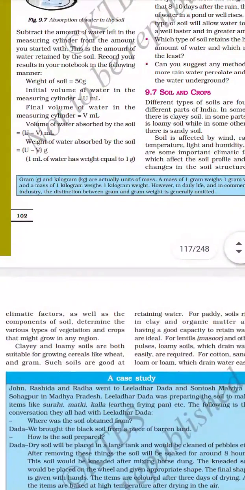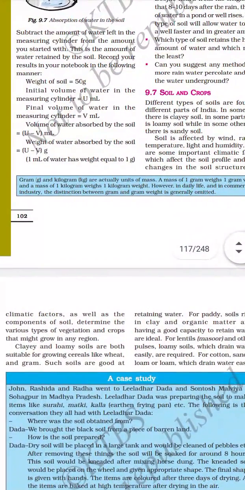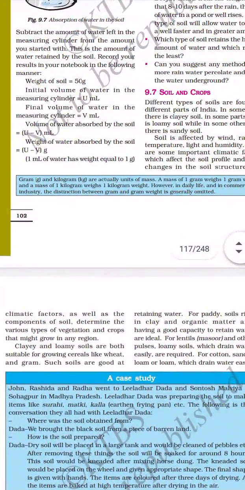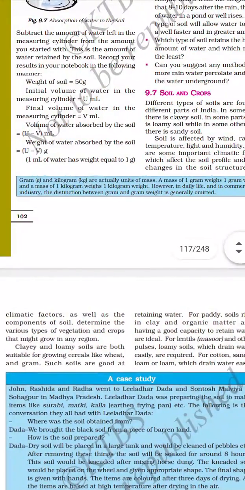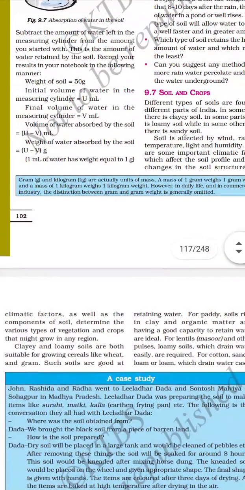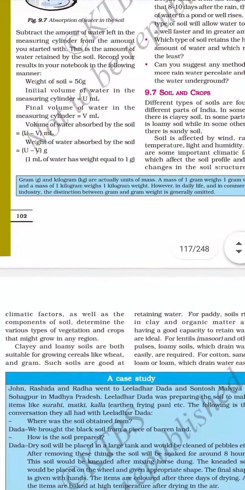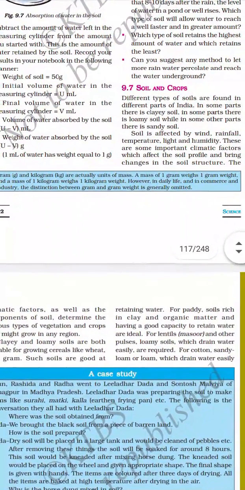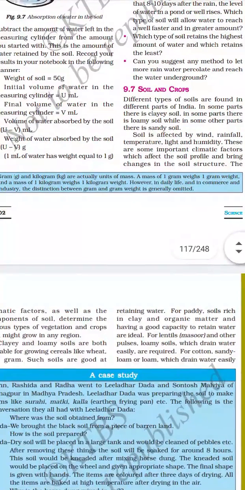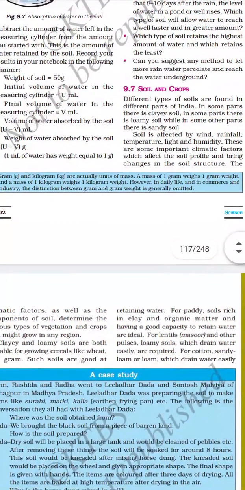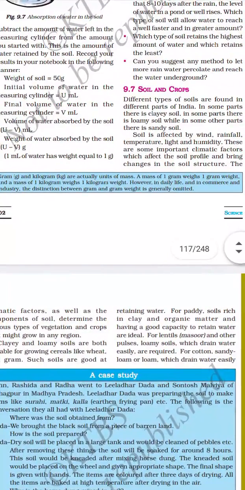So different crops require different kinds of soil. Like I told, different kinds of soil produce different kinds of vegetation. Clayey and loamy soils are very much suitable for growing cereals like wheat and gram. Such soils are good at retaining water. For paddy, soils rich in clay and organic matter which have good capacity to retain water.